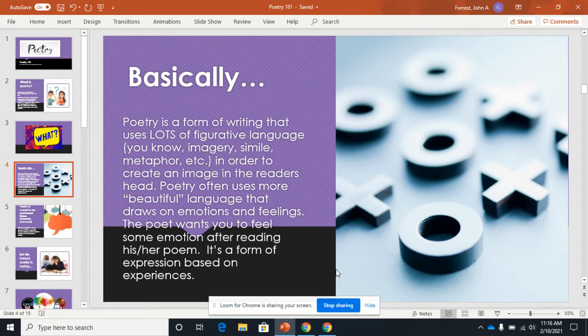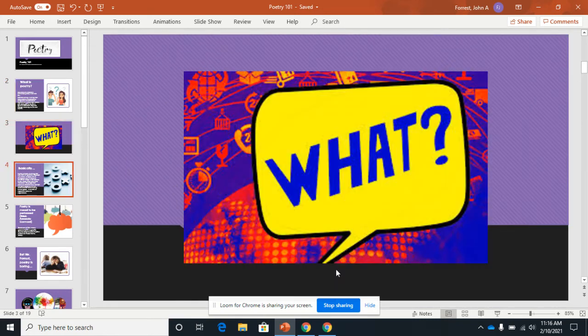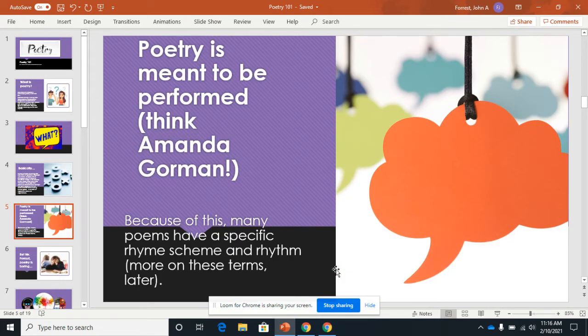based on experiences. So basically, this long, crazy, confusing definition, this is what I want you to get from that. It's basically a form of writing that uses figurative language to express emotions and feelings. That's it broken down at its most basic form. So, you guys, we're on slide 5. I told you we're flying through this.